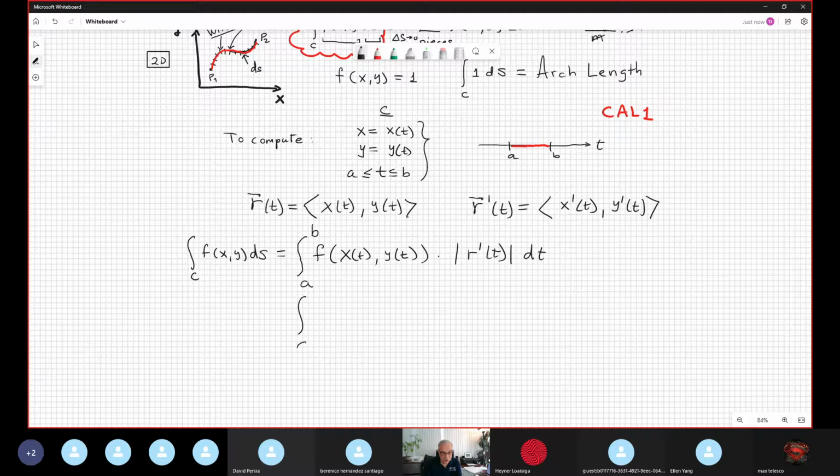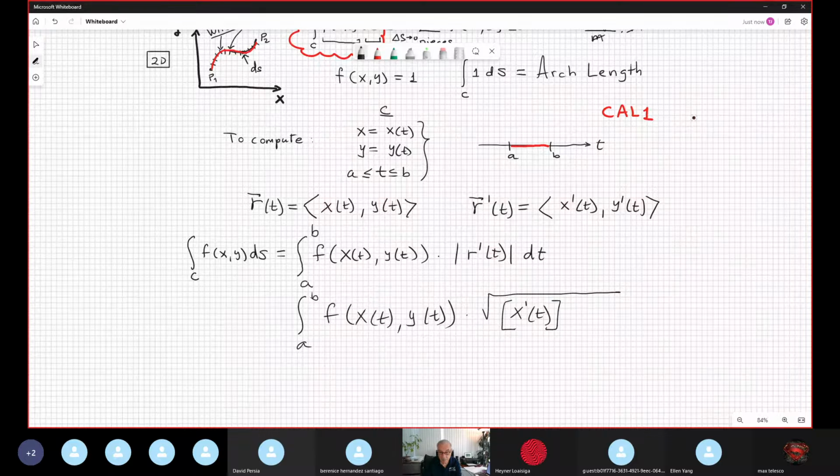Okay, repetition again. The limit is the same, a and b. The function you replace by the parametrization formulas. And this is applied multiplication. This is not a dot product, it is regular multiplication. This is the magnitude of this vector, which is the derivative of x with respect to t, squared, plus the derivative of y with respect to t, squared, dt.